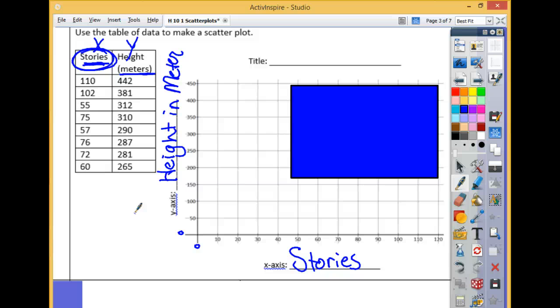At the top, what does it say? The following compares stories of buildings and their height. What do you want to put on there? Buildings, stories, compared to what? We're comparing their number of stories to their what? To their height.